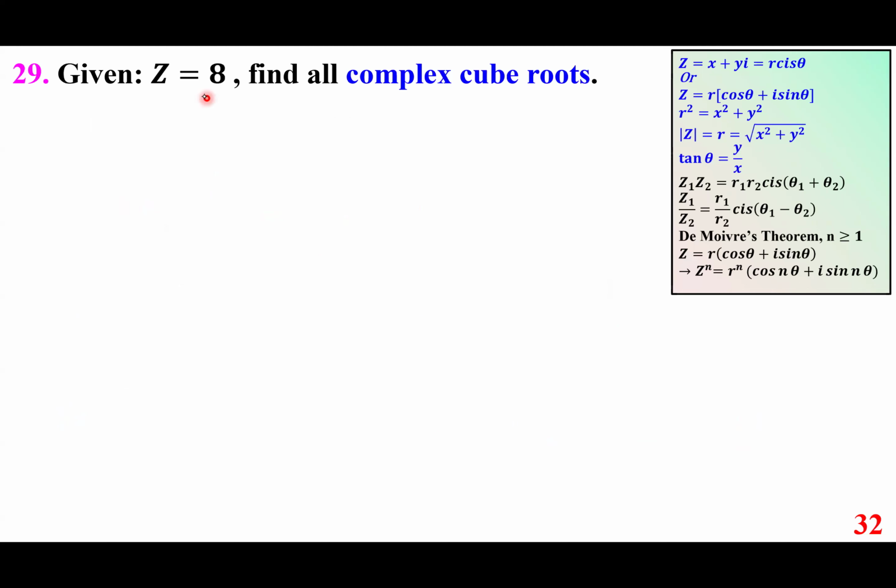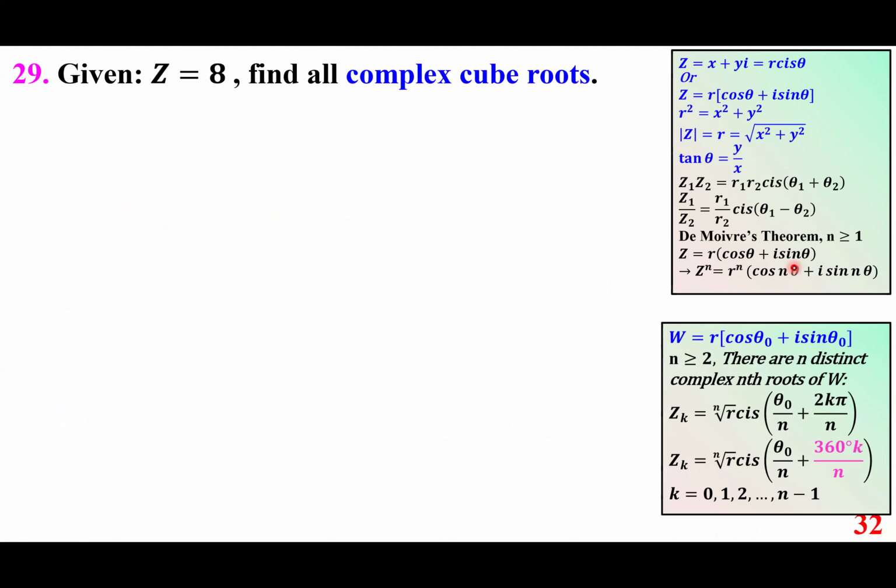Given z equals 8, find the complex cube roots. Again, we have various formulas here, and I'm going to remind you, if W is r cis theta sub 0, for n larger than or equal to 2, there are n distinct complex nth roots of W. Z sub k is the nth root of r cis theta sub 0 over n plus 2k pi over n. You can go with radians, or in this case, 360 degrees k over n. You're going with degrees here. And the value of k is 0, 1, all the way to n minus 1.